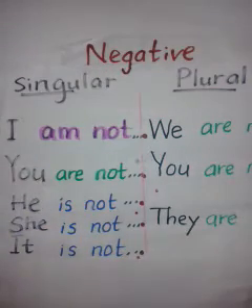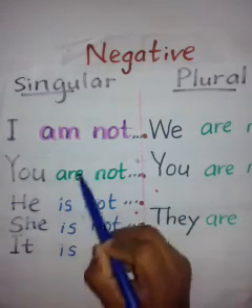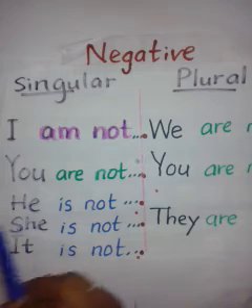This is the negative sentence structure. We take this be verb to the front.